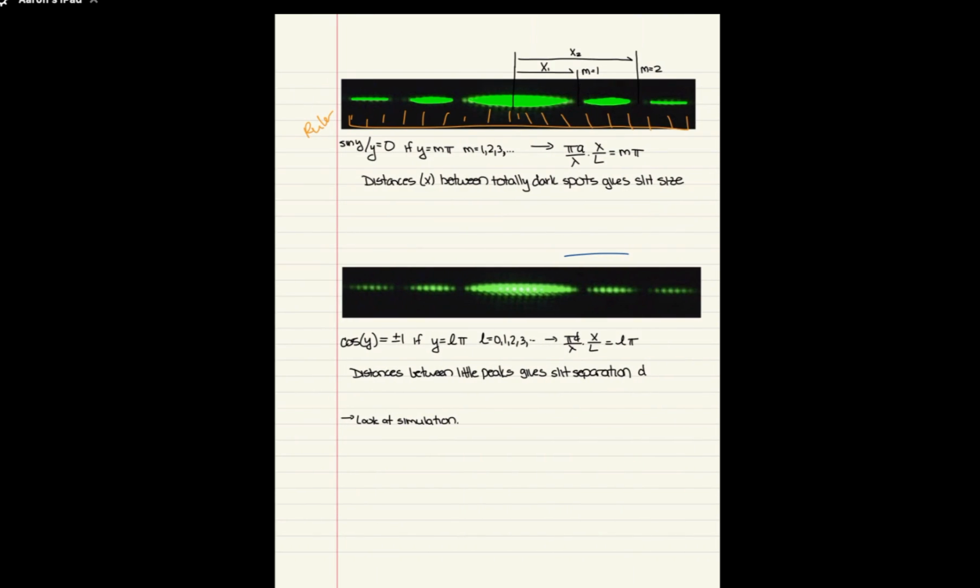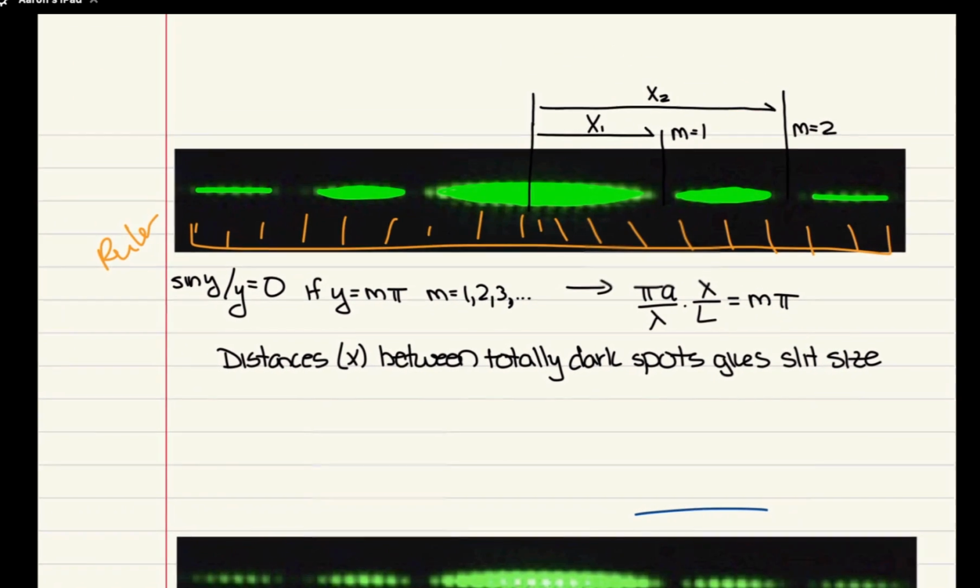All right, so let's look at that. Again, using the ruler, you're getting measures of x. You are told the wavelength of the light, lambda. You are told how far away the sensor is, L. So we need to understand how to use that kind of messy trigonometric equation to get stuff like a and d.